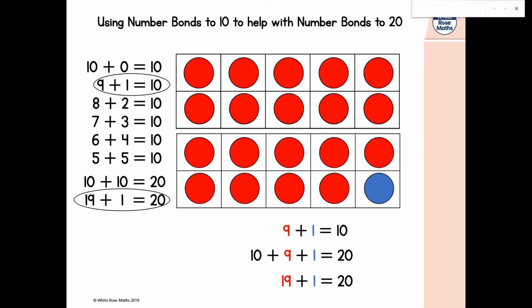Let's keep going. Here we have 18 red counters plus 2 blue counters equals 20. And the next one? Can you guess? Well done. 17 plus 3 equals 20. And again. Now we have 16 plus 4 equals 20.